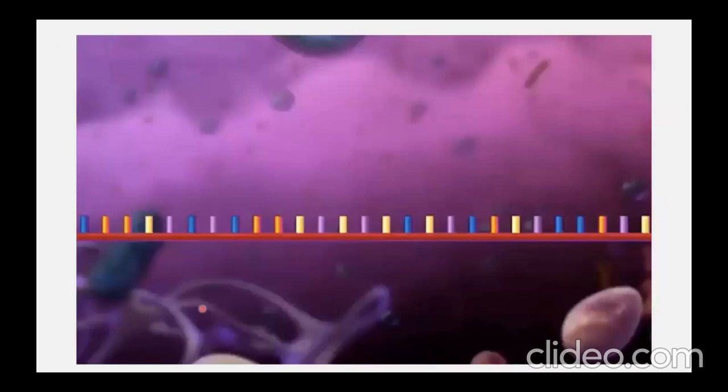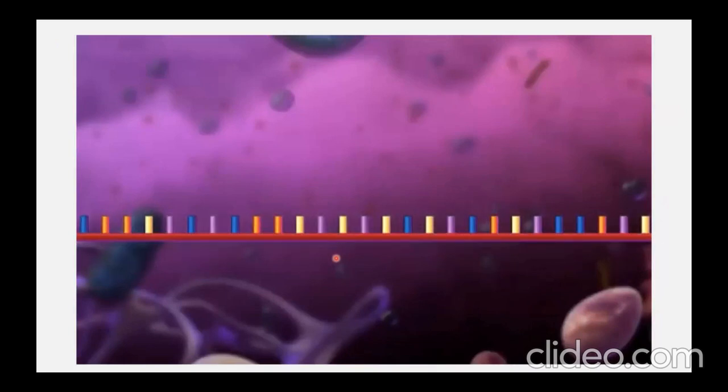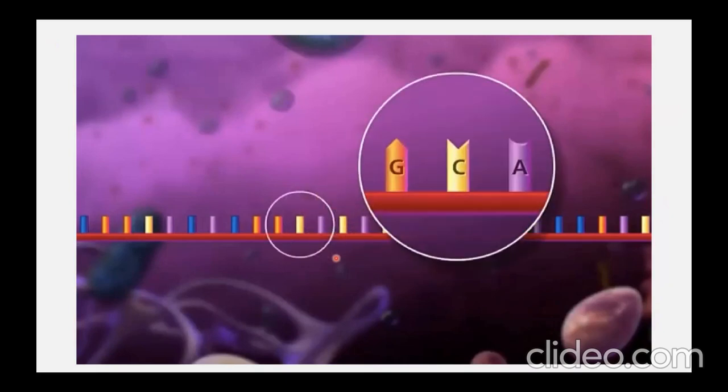So let's watch this video. How is the information in the mature messenger RNA strand translated into a protein? The nitrogenous bases are grouped into three letter codes called codons.